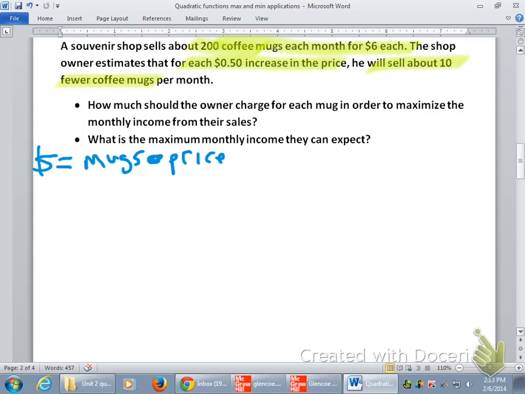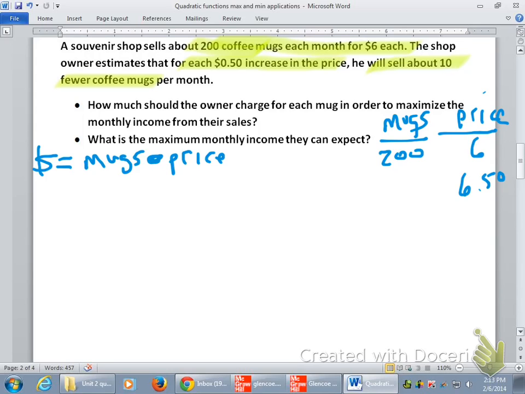So I'm just going to come over here and make a little bitty table just to play for a minute, and then I'll probably erase it. So let's talk about mugs versus price. Okay? Right now, he's got 200 mugs, and he's selling them for $6. Everybody agree? Okay. What does he want to do with the price? Increase it. He wants it to go up. So he wants it to go up to $6.50.